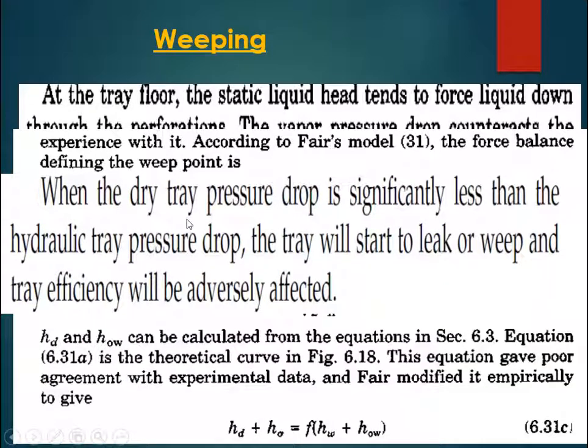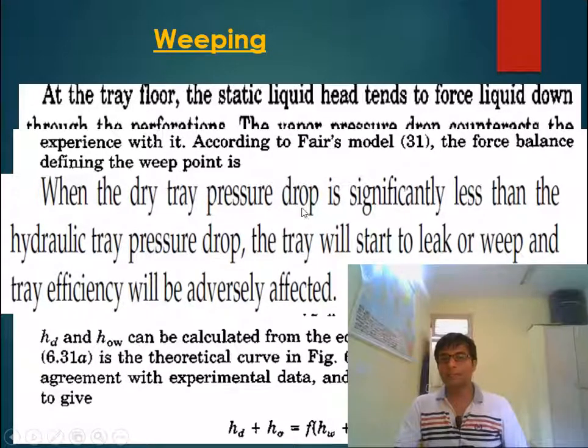Similarly, in the book Working Guide to Process Equipment by Lieberman, it is written that when the dry tray pressure drop is significantly less than the hydraulic tray pressure drop, the tray will start to leak or weep, and tray efficiency will be adversely affected. Though here he has written that dry tray pressure drop should be significantly less than the hydraulic tray pressure drop, when I emailed him about this pressure profile, he replied that actually dry tray pressure drop holds the liquid. So basically they are the experts in this field, so we will accept their understanding.